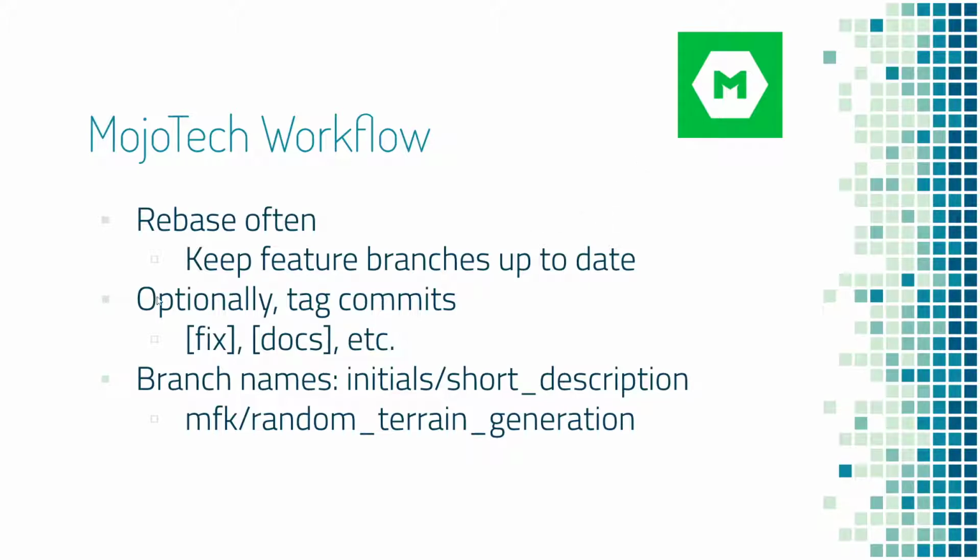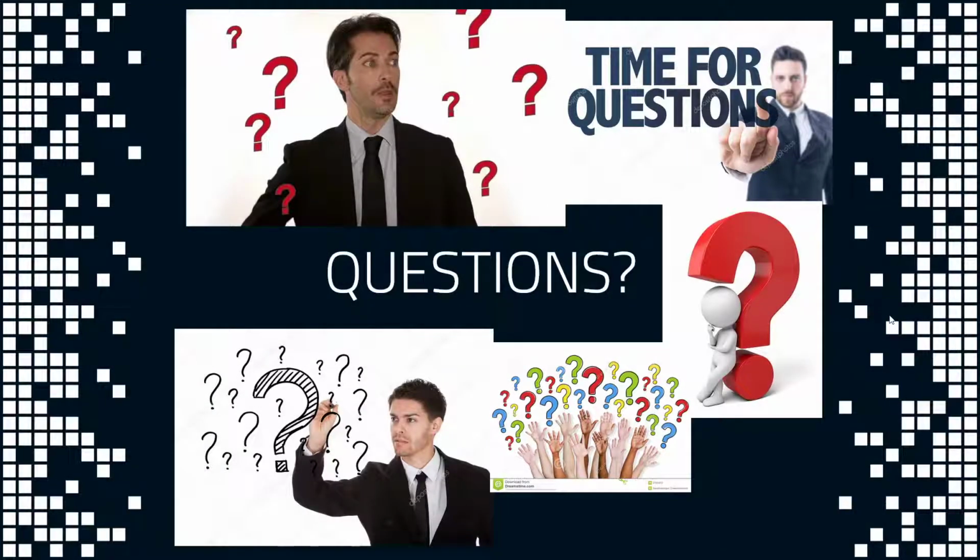And then finally, a good branch name policy, which I've seen in a few different workflows, is your initials / a short description of what that feature is. So for me, it would be MFK / random terrain generation. And I think that's pretty much it. We've got quite a bit of time left if anyone wants to ask any questions, clarify anything.